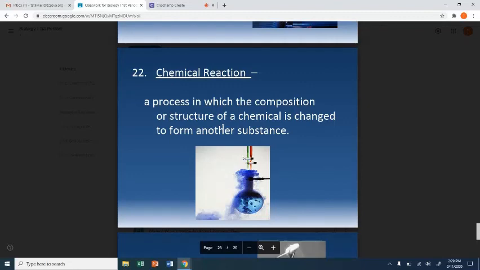A chemical reaction is a process in which the composition or structure of a chemical is changed to form another substance. Okay, chemical reactions would be if you have 2 hydrogens and an oxygen, you get water. Another one, photosynthesis. You have sunlight, water, and carbon dioxide, which is going to give you glucose and oxygen.